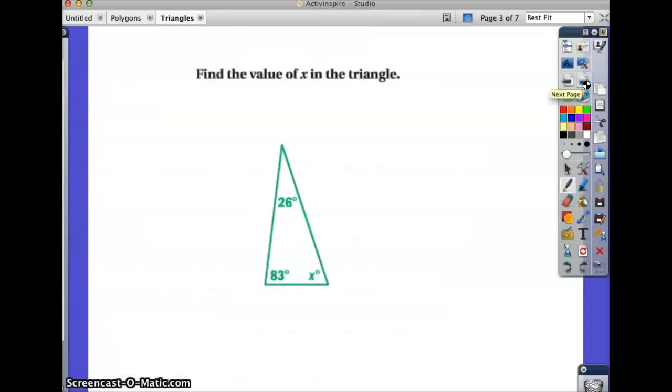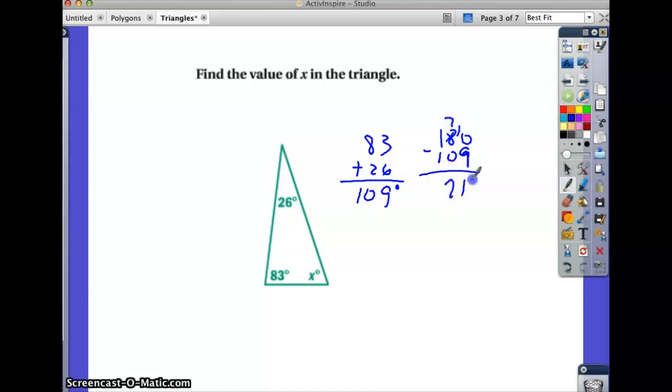Example, find the value of x in the triangle. So again, all three interior angles, or angles inside, have to add up to 180 degrees. So to find the missing angle, if you know two of them, you can add those two together. So 109 degrees. If you subtract that from 180, 71 degrees. So x equals 71 degrees. Again, all three have to add up to 180.